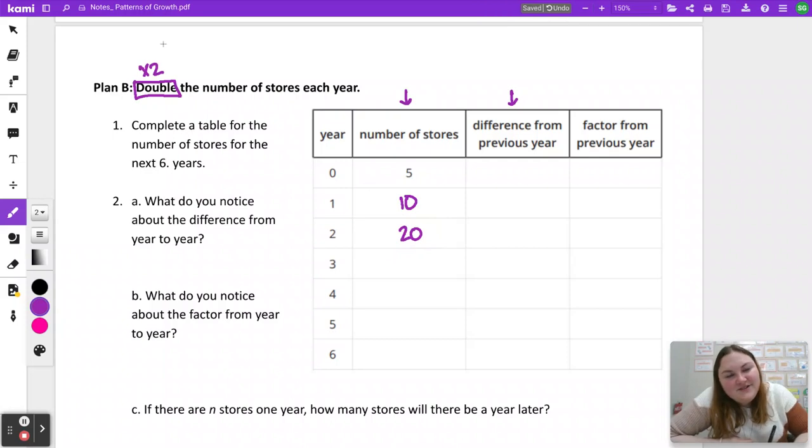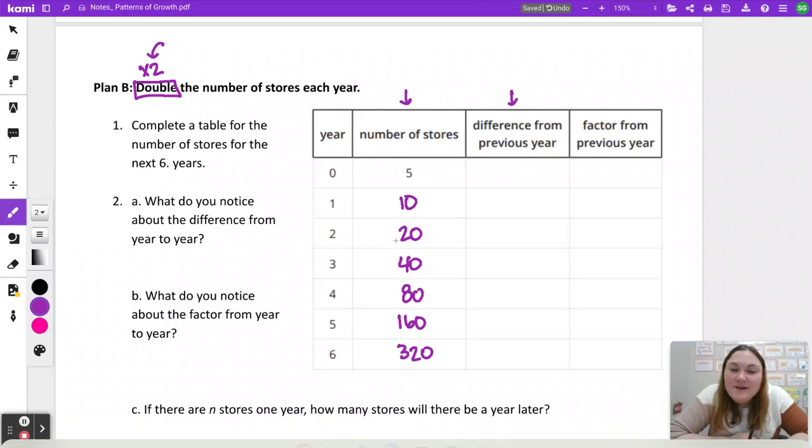Notice that pattern is just what we had set up here, is each time we're multiplying by 2. So for year 3, if I double the amount, if I double 20, 20 times 2, 40. Year 4, if I double the amount, 40 times 2, 80. And we can keep doing that multiplication to move us through that table.